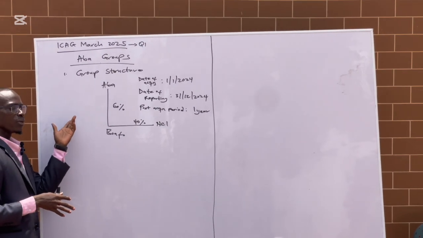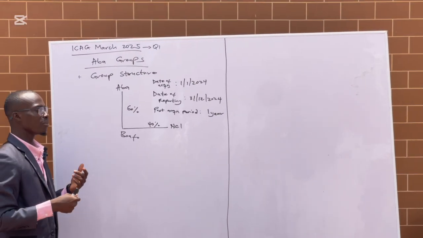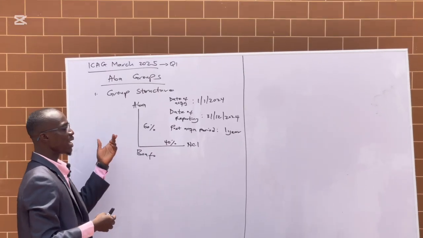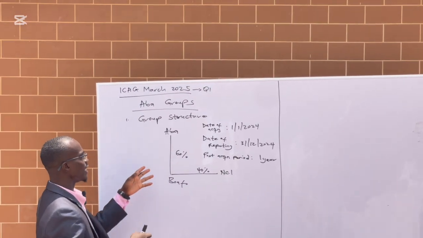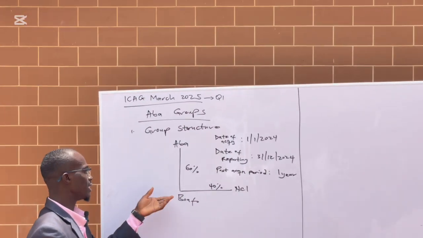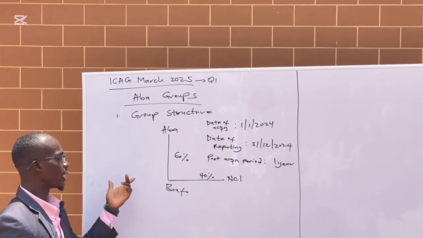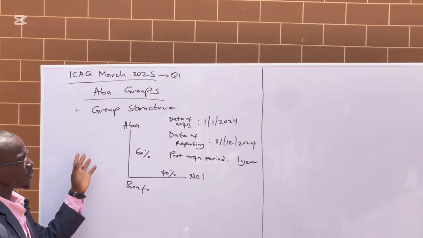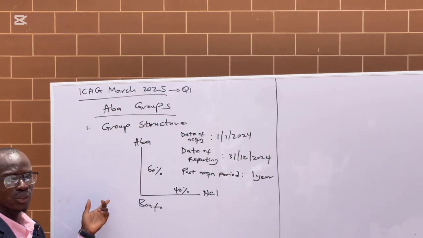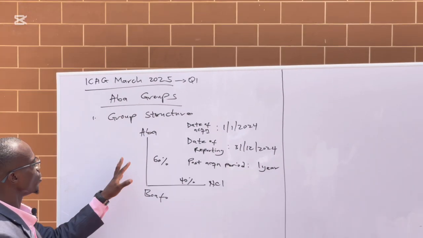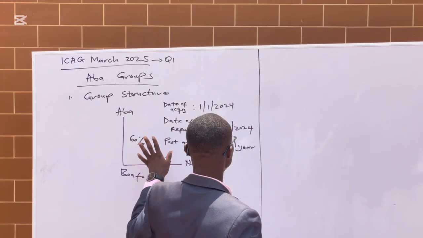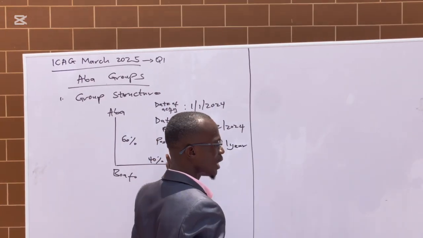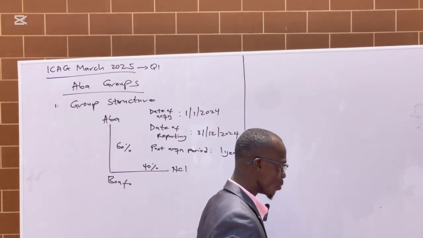When you are reading the question, it can tell you that maybe there will be an associate. So you bring the associate also here. Then you add by bringing the date that they acquired the associate and any post-acquisition period, and also the date of reporting. That will help you to get the post-acquisition period. So these are some of the things that we need to do when it comes to the group structure. So first reading this, you can be able to draft your group structure.